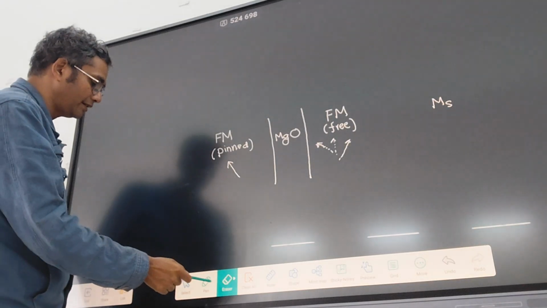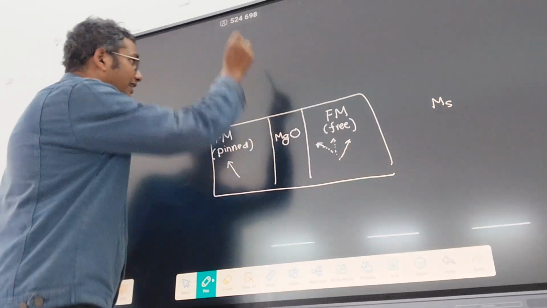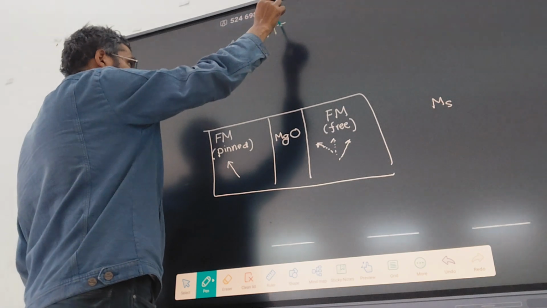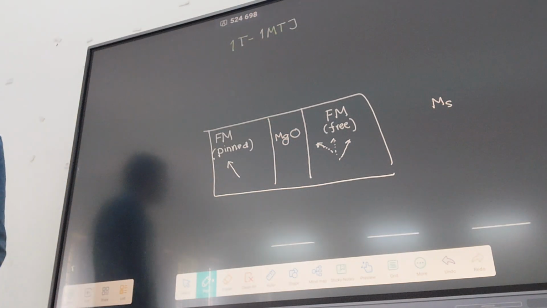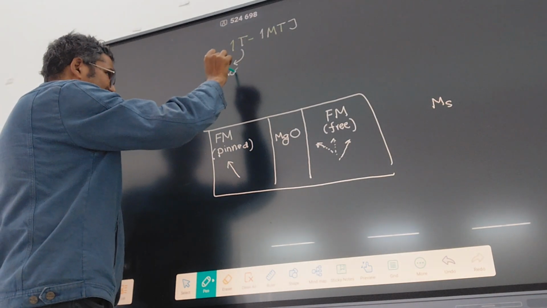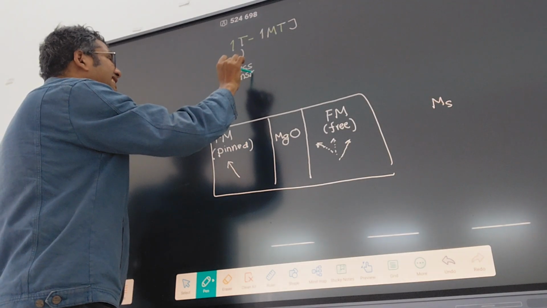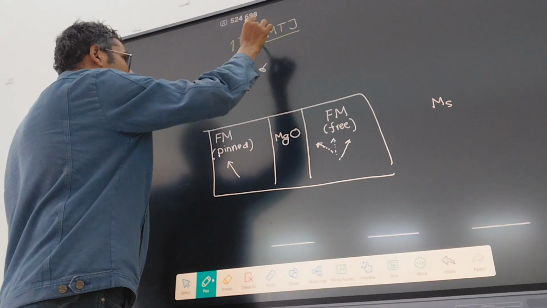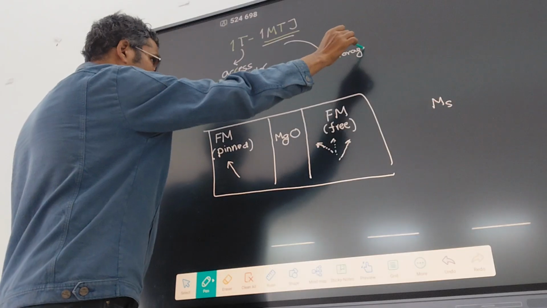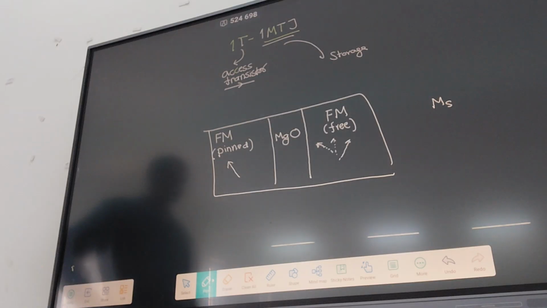तो इस केस में मैं फिर बोल रहा हूँ दिस इज व्हाट इज कॉल्ड 1T 1MTJ system. One transistor, one MTJ system. This is called an access transistor. And this is called a magnetic junction. This basically stores. This is for storage के लिए use होता है. And this is basically for the flow of current के लिए. So our role is to read and write.